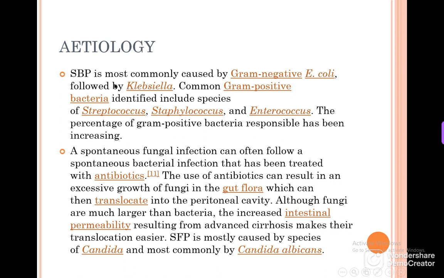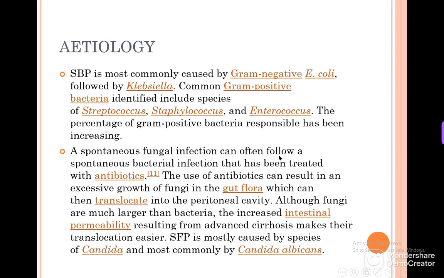The etiology is that it is caused by gram-negative organisms. The most common organism is Escherichia coli, followed by Klebsiella pneumoniae. These organisms are coliform bacteria of the Enterobacteriaceae family, and they actually ooze along with the fluid by diapedesis. So they will infect the peritoneum in this fashion. The common gram-positive bacteria identified include species of Streptococcus, and Enterococcus less commonly. More common is the gram-negative Escherichia coli and Klebsiella.